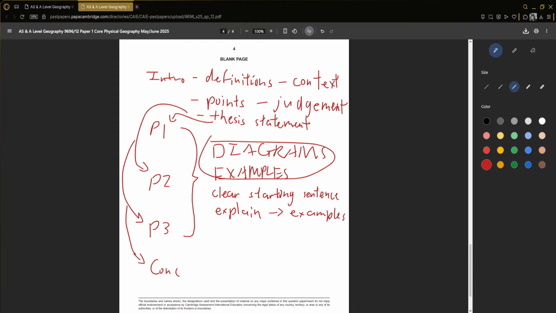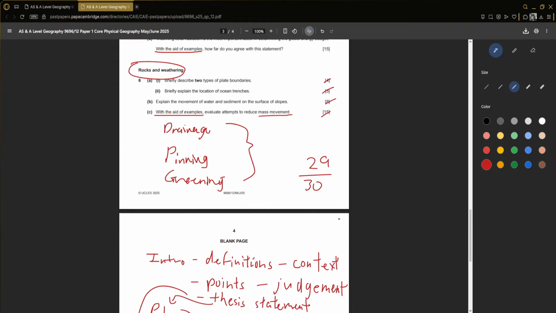After you explain, you say this, for example, has been done in Malaysia, where it has been very successful in removing the water. Malaysia has 3,100 millimeters of rainfall a year. So drainage is very necessary, otherwise mass movements would occur more frequently.